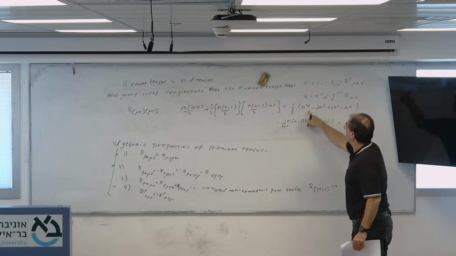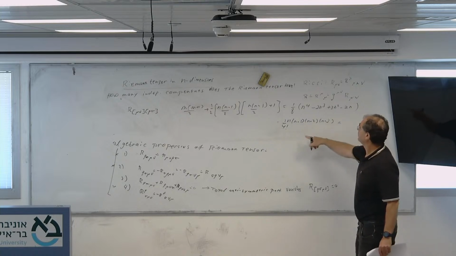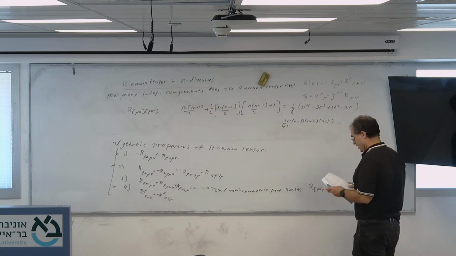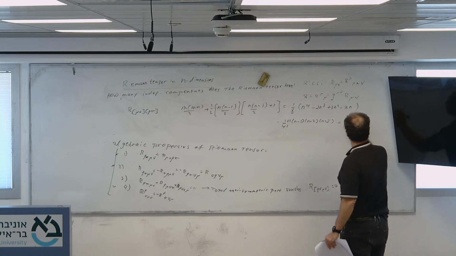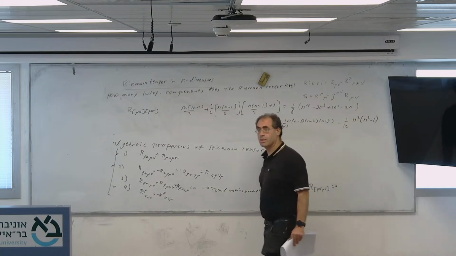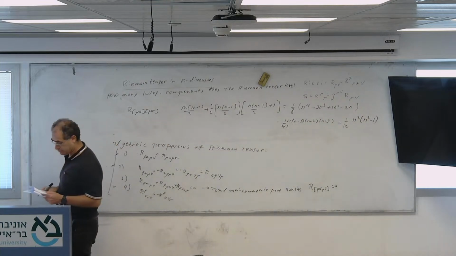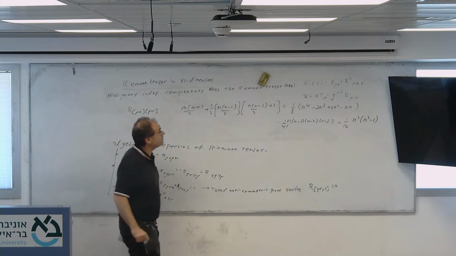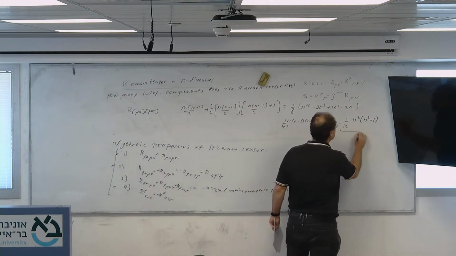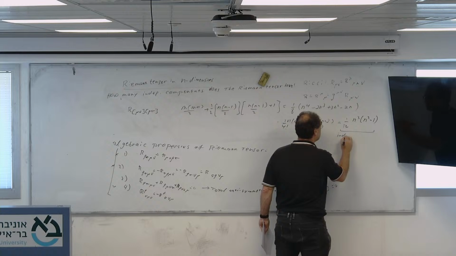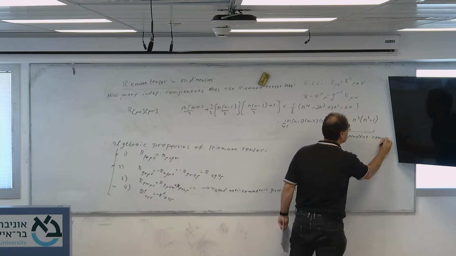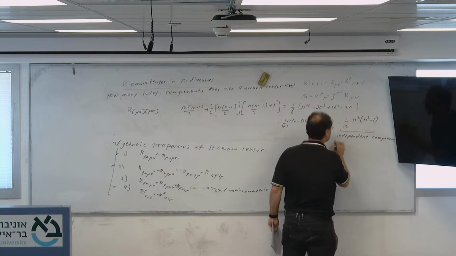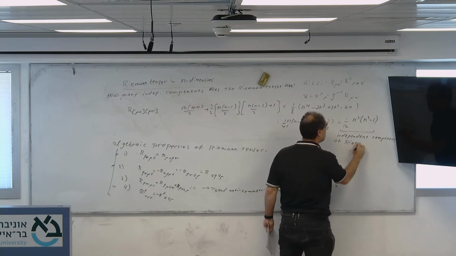So I have that minus that. That's 24. Again, I'm going to save you the algebra. The end result is 1 over 12 n squared times n squared minus 1. This is the number of independent components of the Riemann tensor.